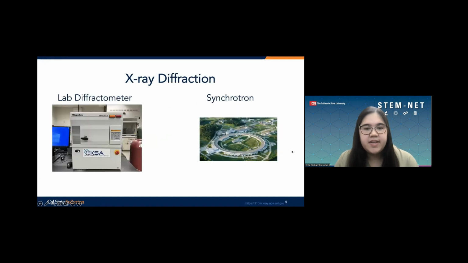So the 2 specific X-ray diffraction techniques that I use in the lab for my project are the lab diffractometer, and this is in-house on campus, as well as getting high resolution data sent to the synchrotron. And you might be wondering why I included the whole facility. Well, this whole facility is actually the XRD, allowing the electrons to be accelerated around this entire ring.